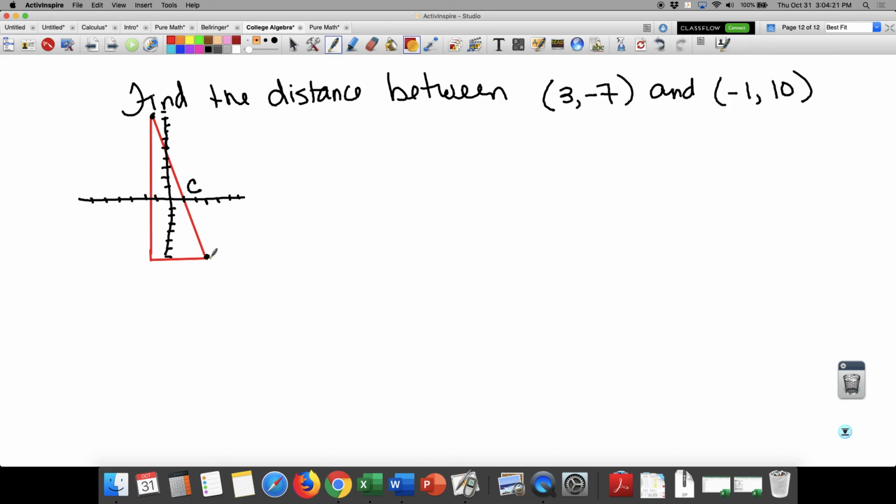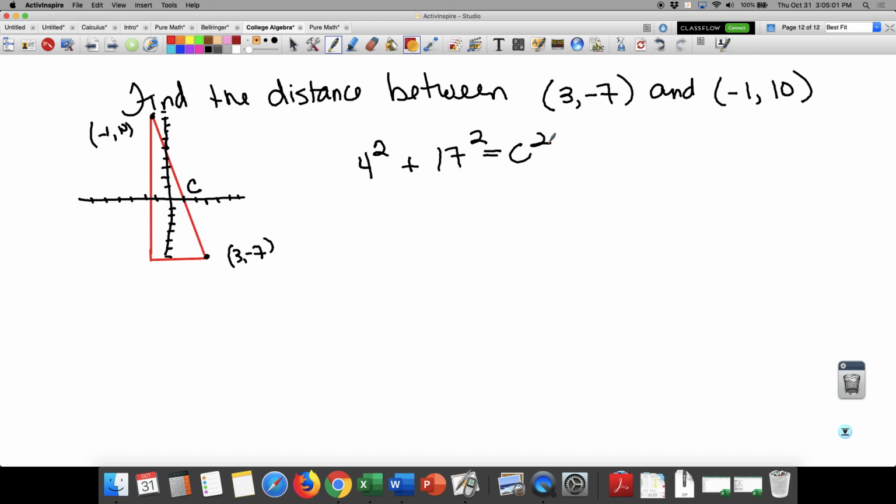So let's look at the horizontal component. So this was negative 1, 10. And this was 3, negative 7. So let's look at the horizontal component. From negative 1 to 0 is a movement of 1, plus another 3 is a total distance of 4. Okay, now let's look at the vertical component. And again, this is just a sketch. So you really need to pay attention to your numbers. You're going from negative 7 to 0, which is a distance of 7, plus another 10, which is 17.